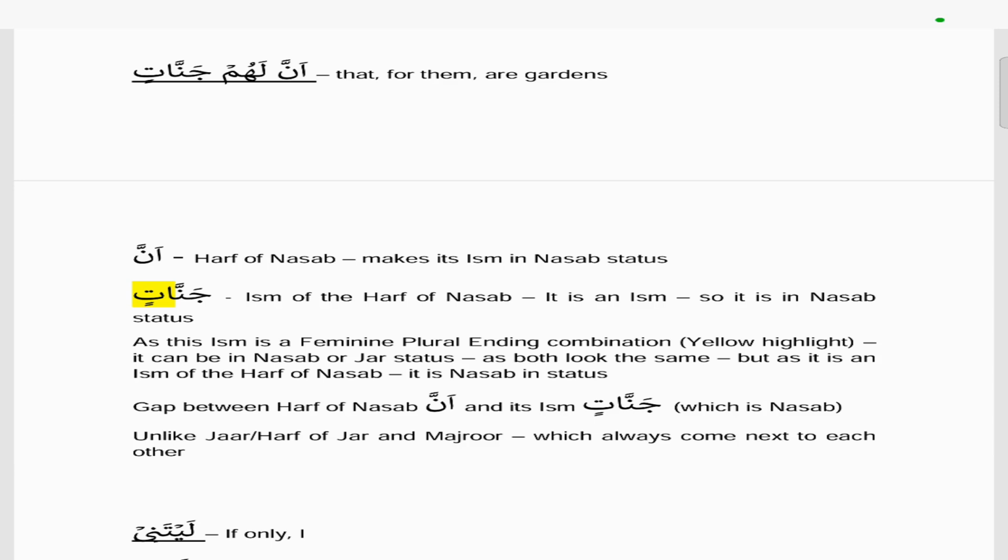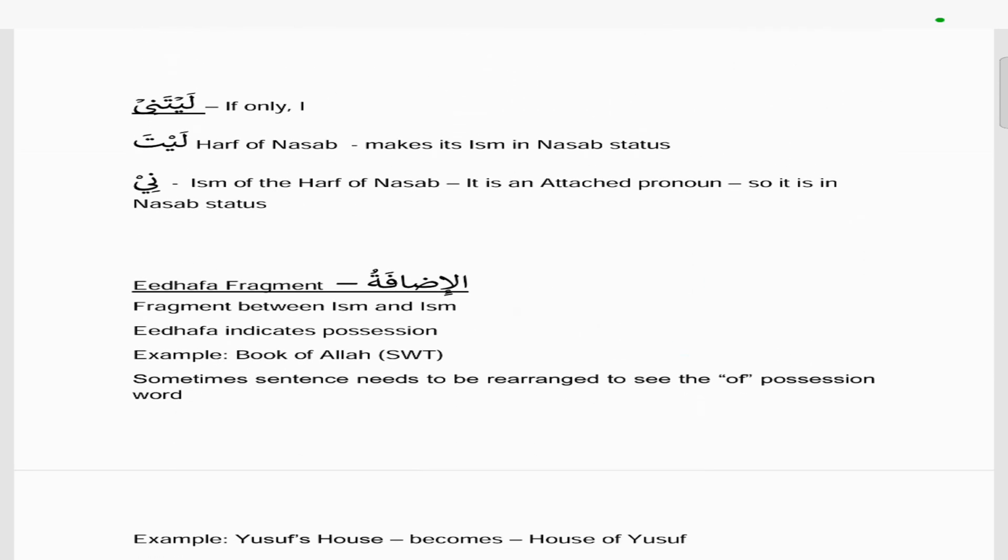The next example is laytani, which means if only I. So layta is the harf of nasab, which makes its ism in the nasab status, and the ni is therefore the ism of the harf of nasab. It is an attached pronoun, and the independent version is ana, which means I. So it is therefore in nasab status because it's the ism of the harf of nasab.